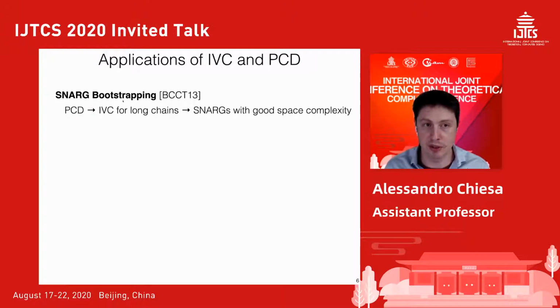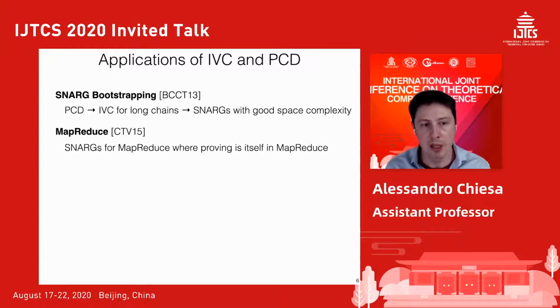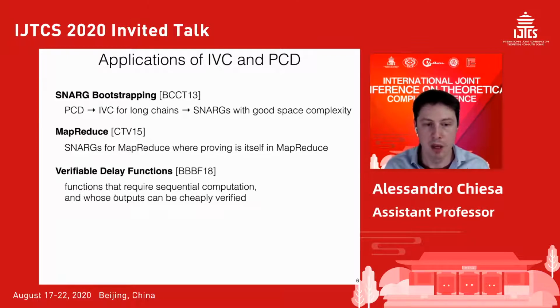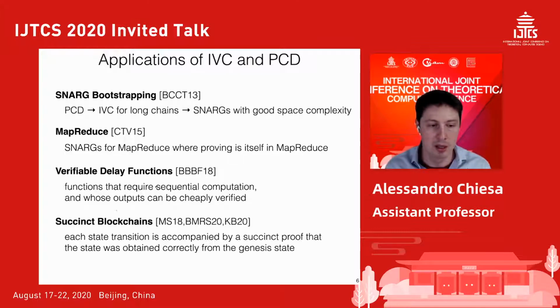This is known as snark bootstrapping. You can also use incrementally verifiable computation to construct snarks for distributed computations like MapReduce, where the proving process is itself a distributed computation, namely it's itself a MapReduce computation. You can construct primitives that are important in the blockchain space, for example, verifiable delay functions using IVC. You can also construct succinct blockchains.